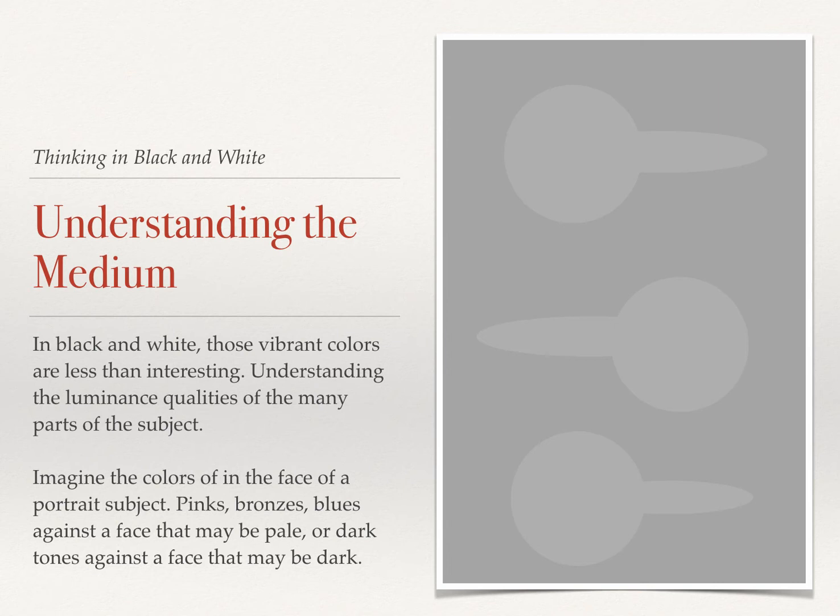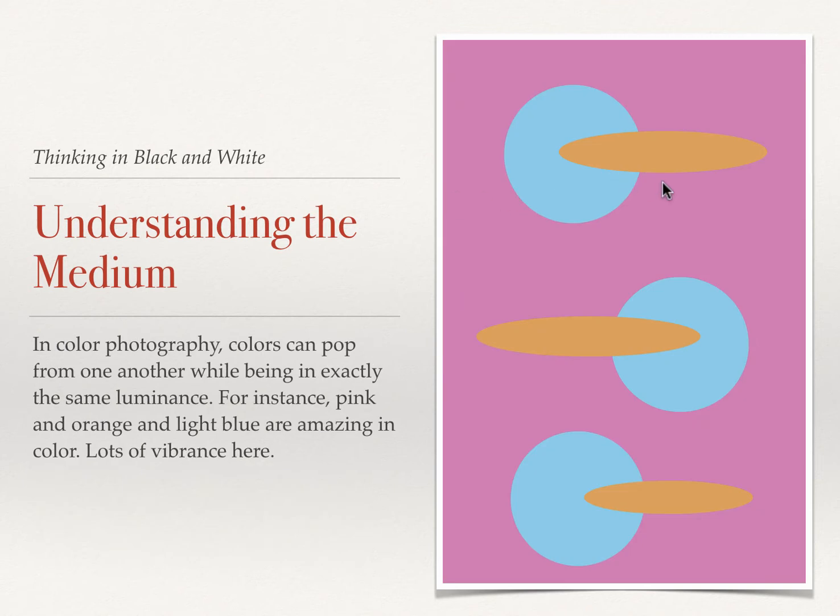Maybe we can filter that by using an orange filter. For instance, if we put orange on the camera and we're shooting in black and white preview mode or black and white film, the orange will make that lighter.